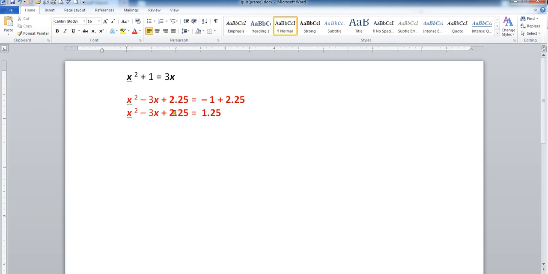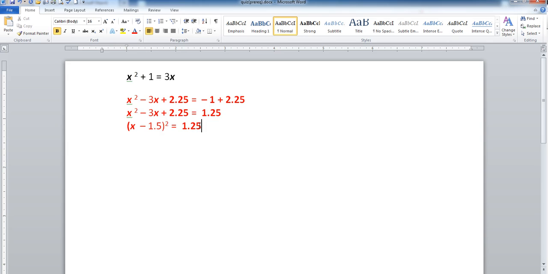Okay, so now the whole point of doing that is that on this side, this whole expression on the left side is now factorable. Watch this. This is pretty slick, actually. This is going to be x minus... Actually, I can borrow that minus sign, can't I? Cut this out of here. x minus 1.5 squared.